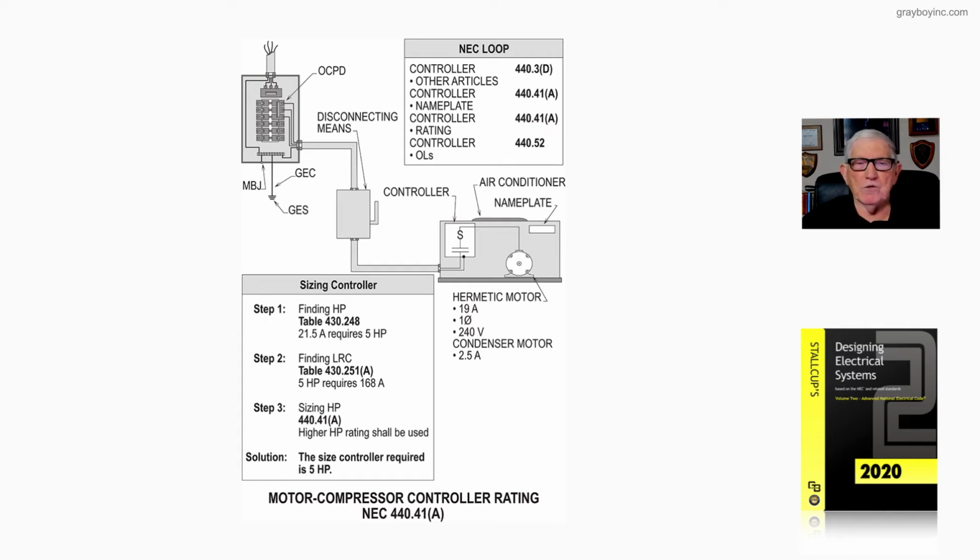440.41(A) refers the user to Table 430.248, and we just line up in the 230 volt column for 240 volts, and we would just kind of scroll horizontally across, and we would pick up 5 horsepower based upon 21.5 amps. Now that would be the full load current rating for the motor.